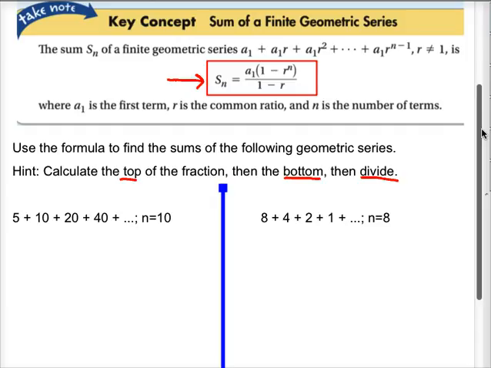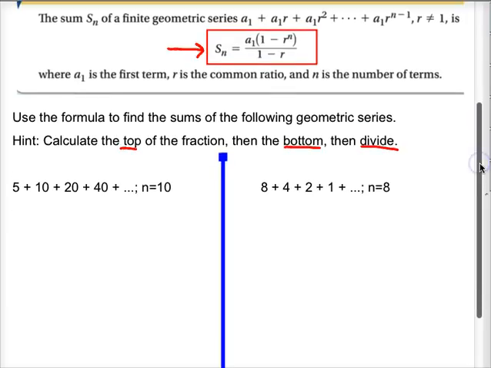Now, what are the pieces that we need? Well, we need the first term. We need r, and then r to the nth power. So we need to know how many terms we're talking about. Okay? So let's get all of those pieces. So here, a1, well, that's clearly 5. N is 10, is given that we're going out to 10 terms.